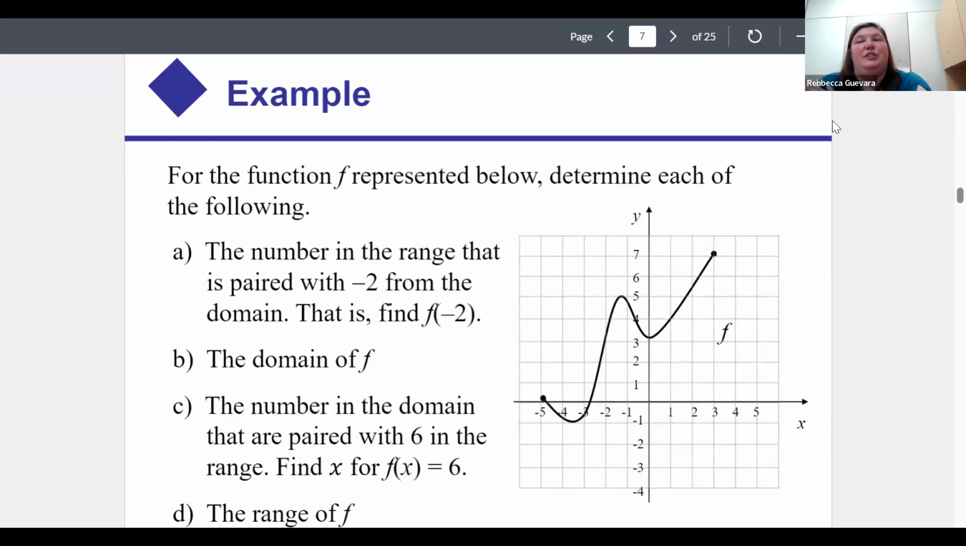Okay, so for this function, now instead of having ordered pairs, we have a line. So any point that's on this line is an ordered pair, it's a solution. Just as long as it falls in that line, that's going to happen. What we want to do is find each of the following here. So the number in the range that is paired with -2 from the domain, or what we're going to call f of -2.